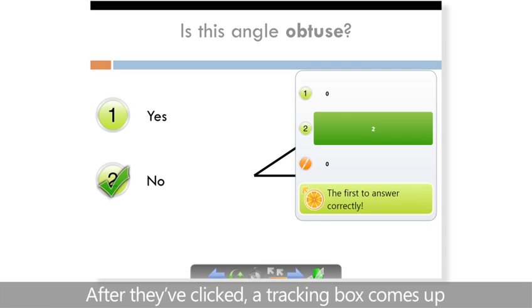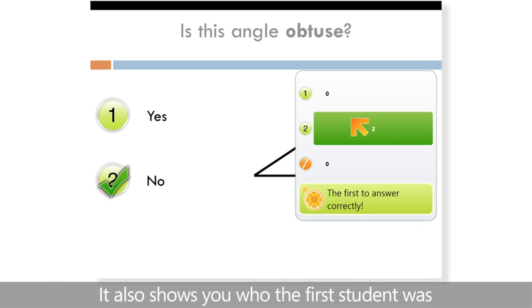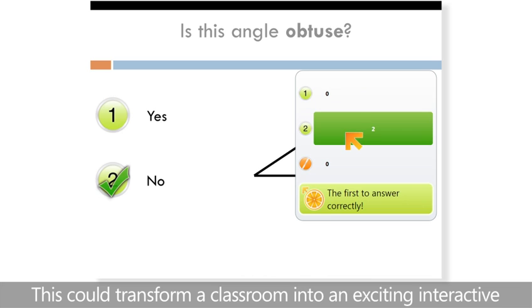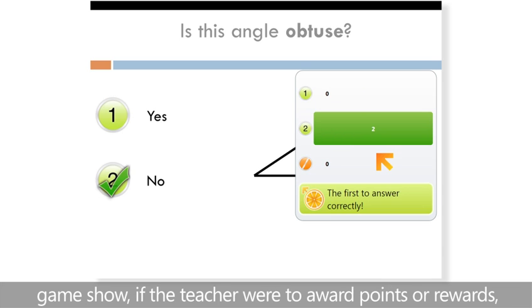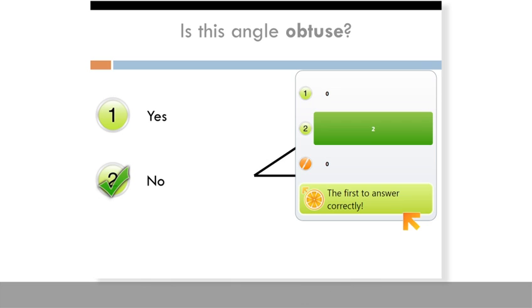After they've clicked, a tracking box comes up that shows you which mouse responded to which answer. It also shows you who the first student was to answer correctly. This could transform a classroom into an exciting interactive game show if the teacher were to award points or rewards, making it a very fun and engaging lesson.